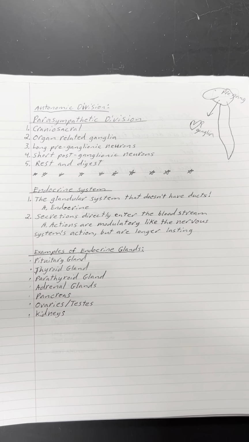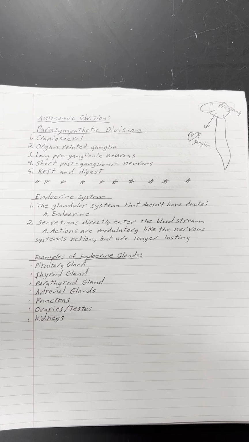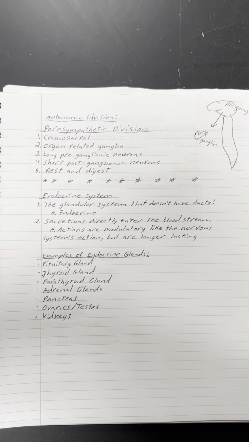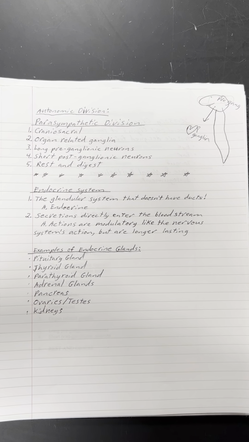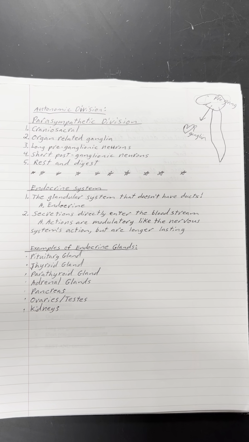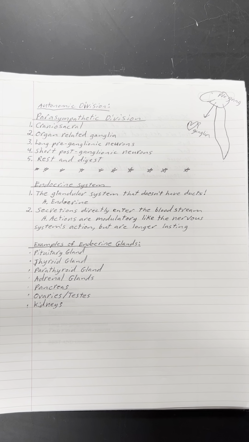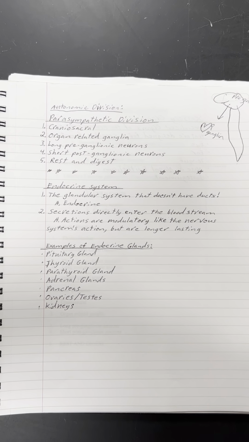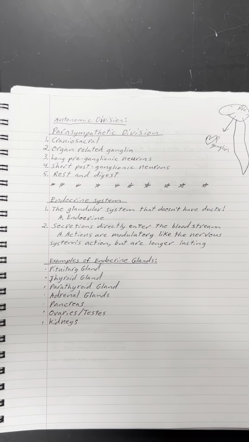The preganglionic neuron sends the information from the brain to the ganglia, and the postganglionic neuron sends it from the ganglion to the heart.